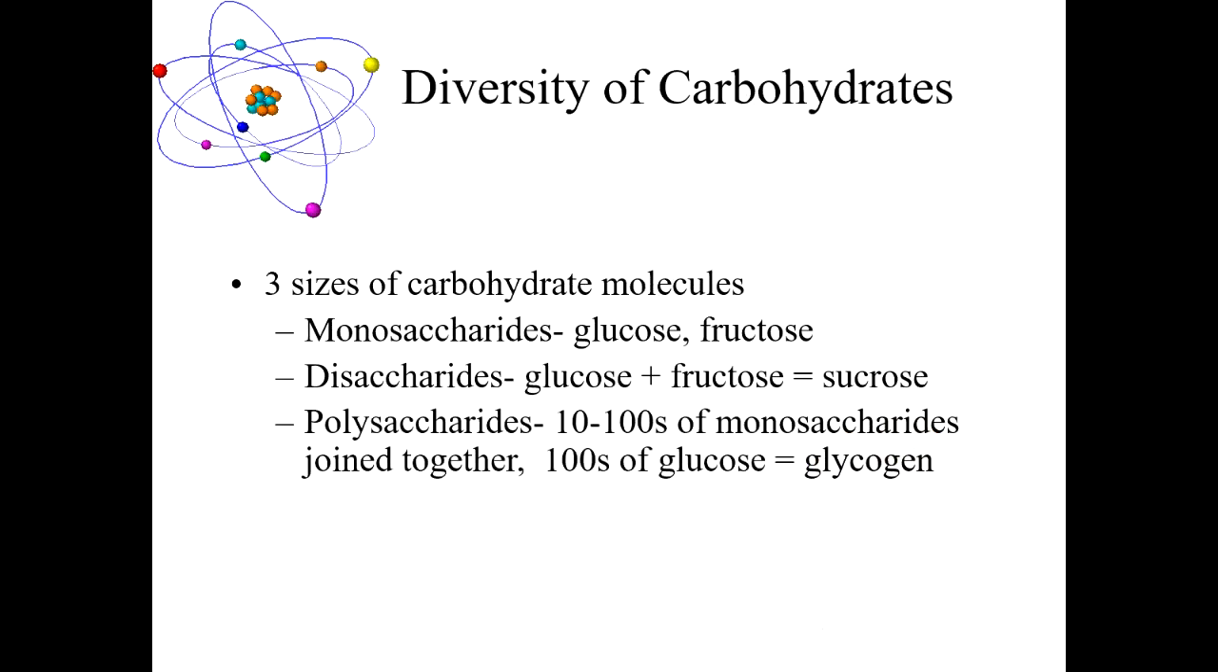Diversity of carbohydrates. This slide is just basically giving you a breakdown of the carbohydrates and how they're classified. So your monosaccharides are going to have 1 sugar. They'll usually be a glucose or fructose. Your disaccharides will have 2 sugars. They can be in the form of glucose and fructose, which will give you sucrose. Polysaccharides are going to be larger. They're going to have up to 100 types of monosaccharides that are combined together. Usually they're going to be associated in a format which produces the glycogen.